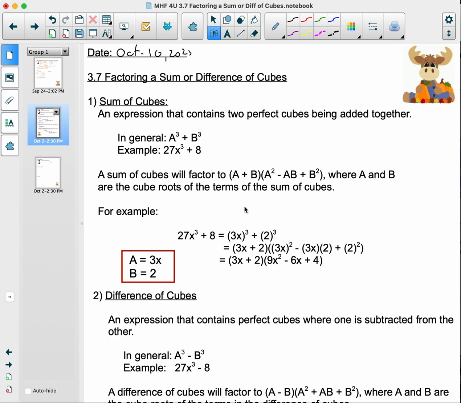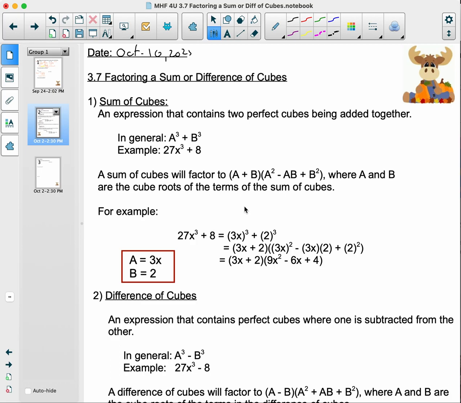So a sum of cubes by definition is an expression that contains two perfect cubes that are being added together. Okay, so a cubed plus b cubed, and those are big capital letters to help us with the pattern. And then I've given you an example where a is not 1, like the coefficient of x cubed is something other than 1, so 27x cubed plus 8, because both of those have a cube root, right? So it'd be 3 and 2, or 3x and 2.